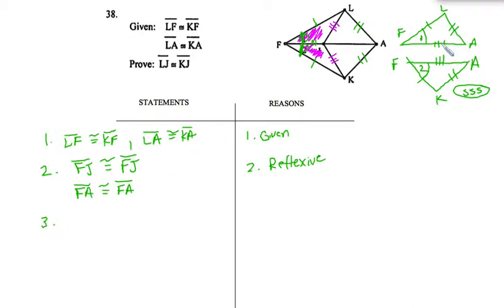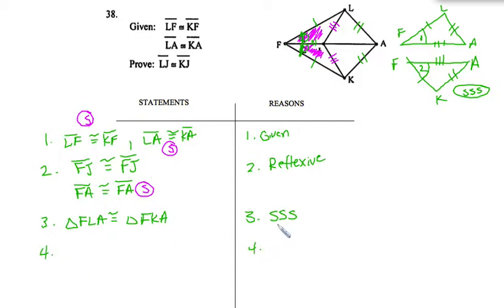Once I marked that FA was reflexive to itself, that's what led me to the side-side-side relationship. So my next statement is going to be that triangle FLA is in fact congruent to triangle FKA by the side-side-side. And again, I'm going to go ahead and slow down and say if I'm using side-side-side, I better have all of those sides listed. LF to KF was one of the sides. LA congruent to KA was a second pair of sides, and it was FA to FA that was the third pair of sides that allowed me to say that side-side-side relationship.